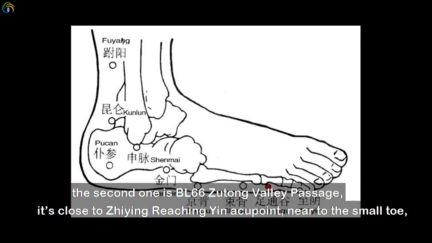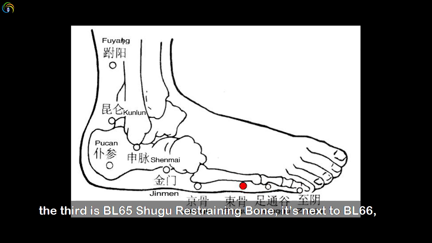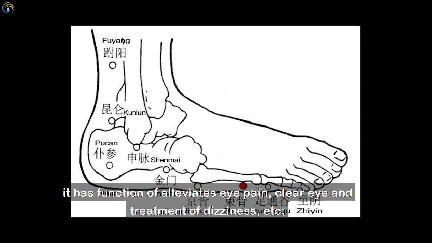The second one is BL66 Zutonggu, Valley Passage. It's close to Zhiyin, Reaching Yin acupoint, near the small toe. It has the function of brightening the eyes and improving eyesight. The third is BL65 Shugu, Restraining Bone. It's next to BL66. It has the function of alleviating eye pain, clearing the eyes, and treating dizziness, etc.